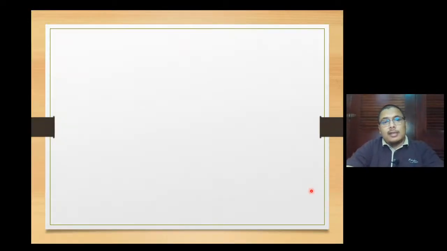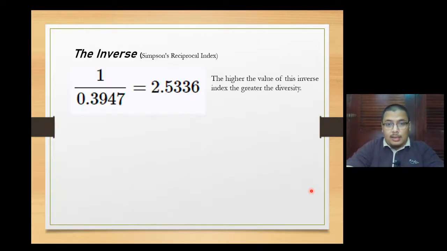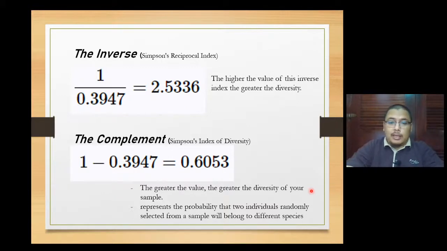For this reason, the Simpson index is usually expressed as its inverse, 1 over D, or its complement, 1 minus D, which is also known as the Gini-Simpson index. The inverse is found to be 2.4336. This is the Simpson's reciprocal index, which is what we call the inverse. Using the inverse, the value of the index starts with 1 as the lowest possible figure, compared to the Simpson index itself. The higher the value of this inverse index, the greater the diversity. The maximum value is the number of species in the sample. For example, if there are 5 species in the sample, then the maximum value is 5.